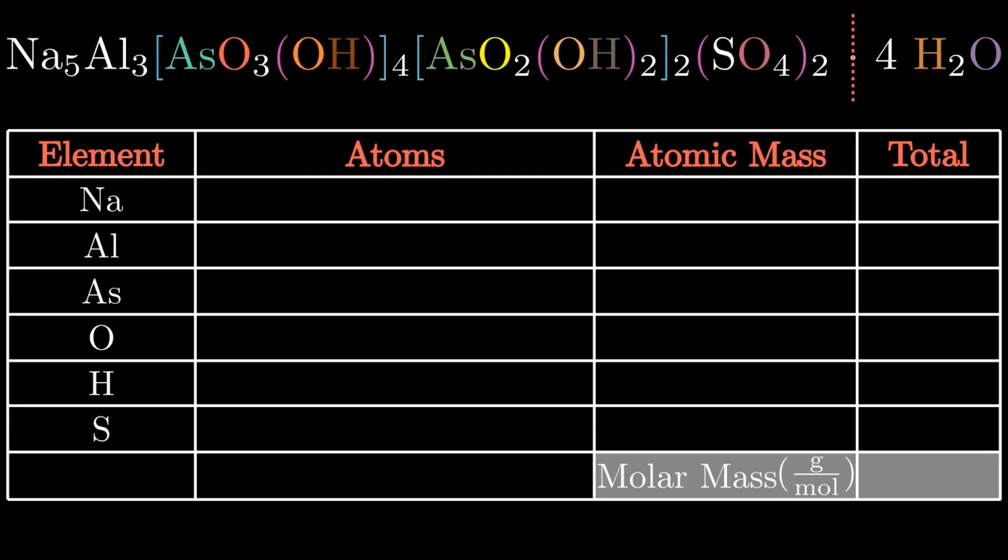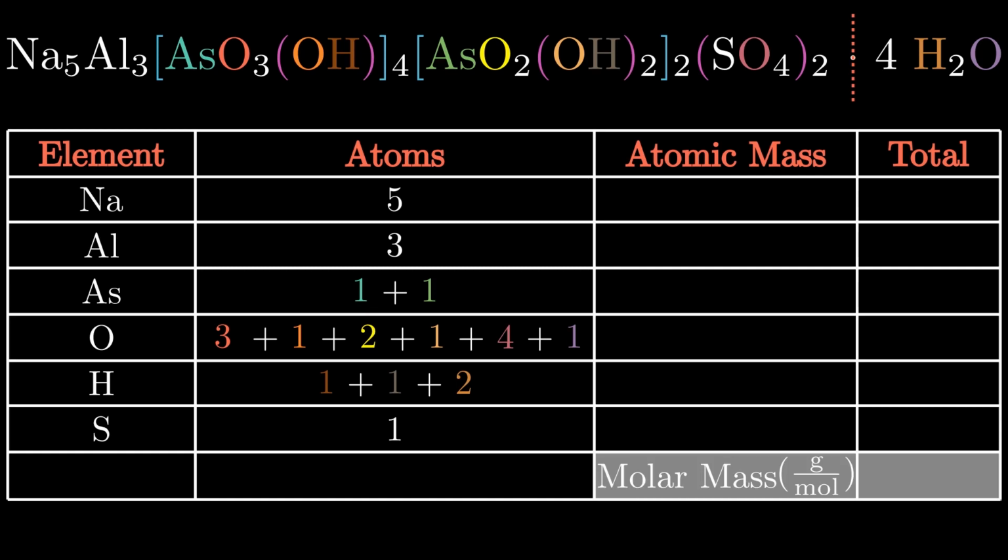Counting the atoms starts off easy with sodium and aluminum. Arsenic shows up twice, but neither have a subscript. Oxygen is here 6 times, where the first, third, and fifth have subscripts, but the second, fourth, and sixth do not. Hydrogen is found 3 times, and only the one in water has a subscript. Finally, subscriptless sulfur appears only once.